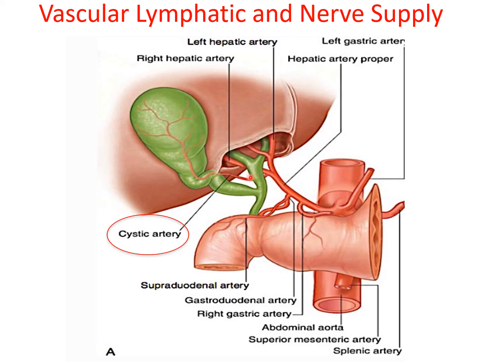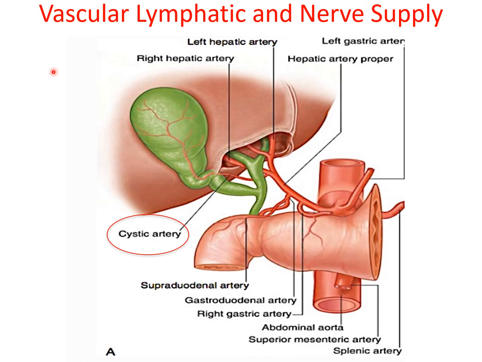You can see a branch arising from the right hepatic artery and running towards the gallbladder. This artery is known as the cystic artery. So the cystic artery, which is a branch of the right hepatic artery, basically supplies the gallbladder. Coming to the venous drainage, the cystic vein drains the gallbladder and then it finally drains into the portal vein. Apart from this, various other small arteries and veins also run between the liver and the gallbladder, supplying and draining it.